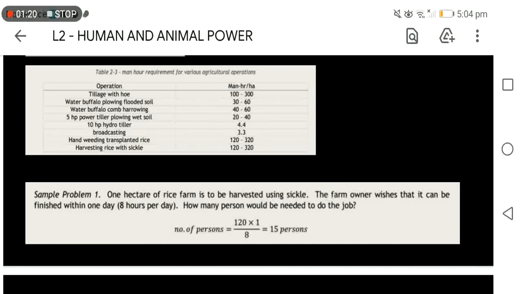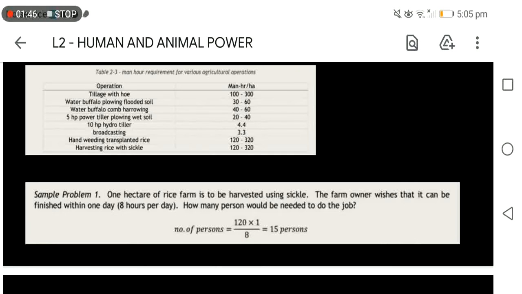What is our area? We have a 1 hectare rice farm, so we write times 1 there, and then all over the time required to finish the job. The farm owner wishes to finish within 1 day, but when we say working hours, it is always 8 hours per day. Instead of 24 hours, since of course you don't want to work for 24 hours because you need to rest, our standard working hour is 8 hours. So all over 8, we can now determine the number of persons required.